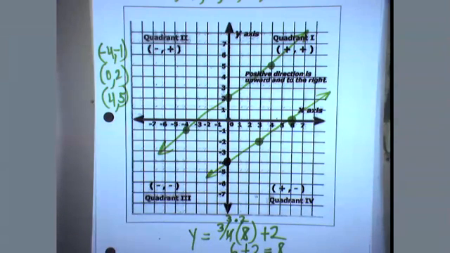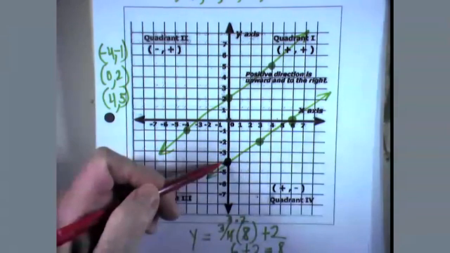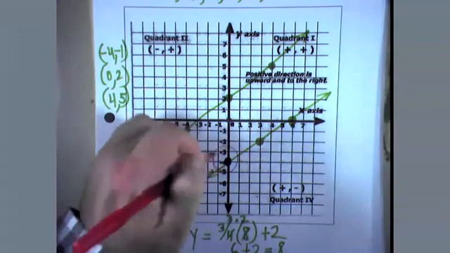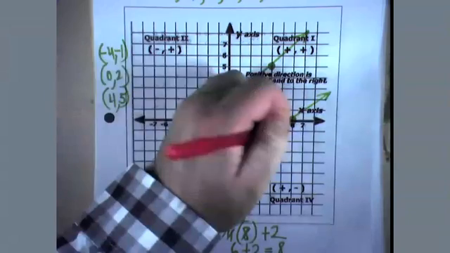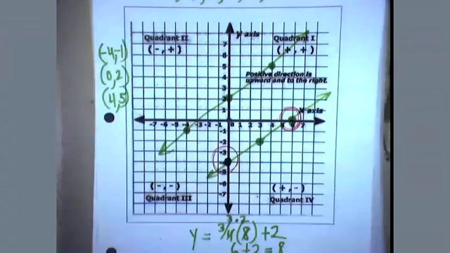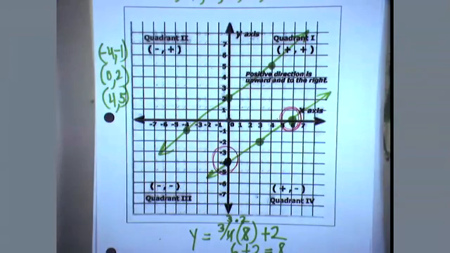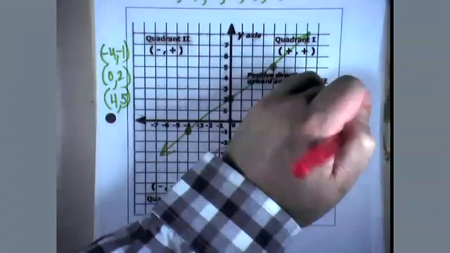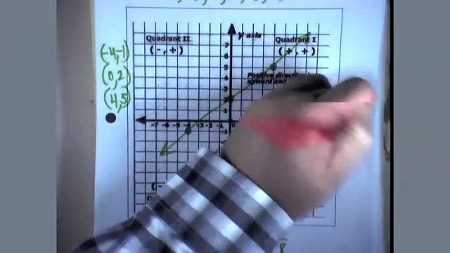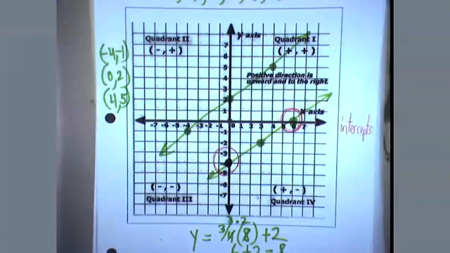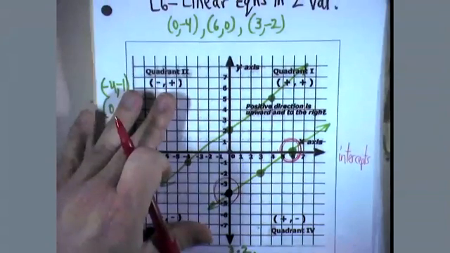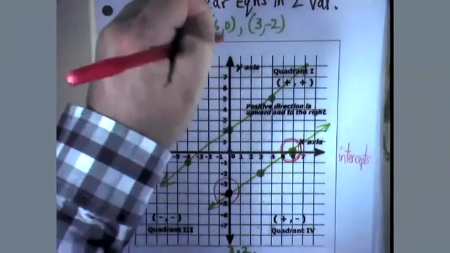All right, let's talk about intercepts. The first line that we drew, this point right here is (0, -4), and this ordered pair right here is (6, 0). They have special meaning. These are known as intercepts. The ordered pair (6, 0) is known as the x-intercept.